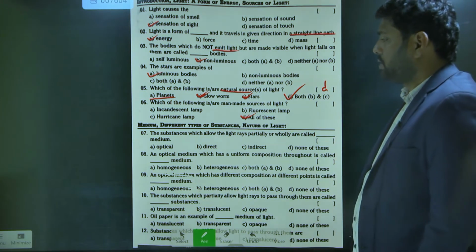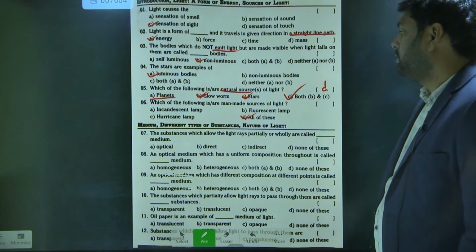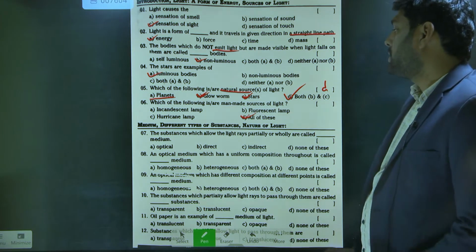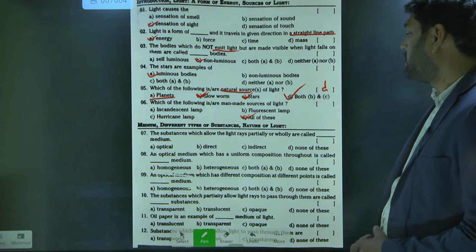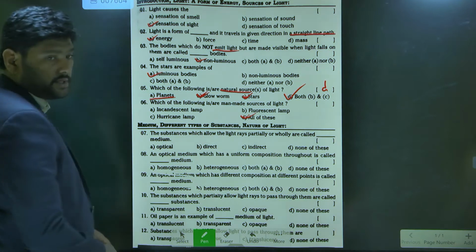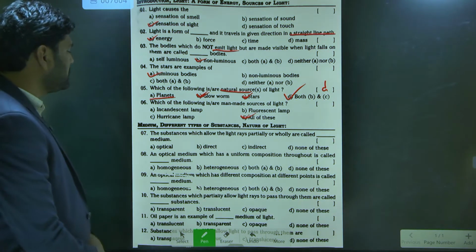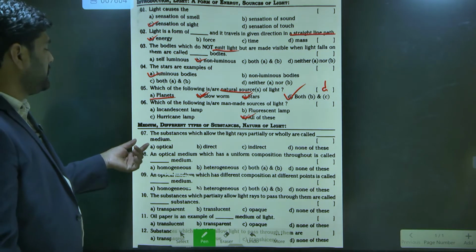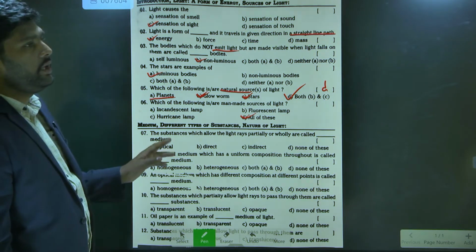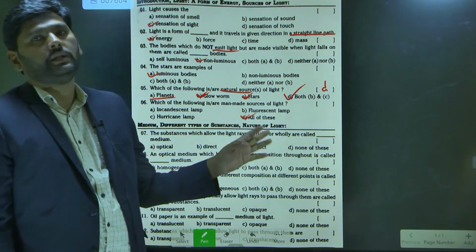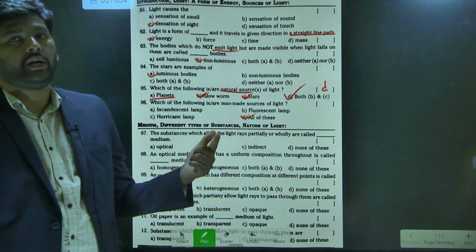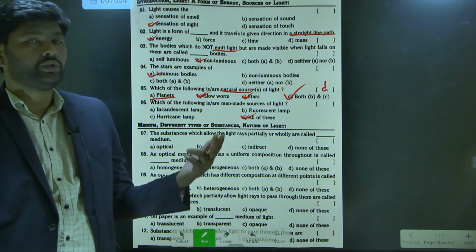And the next, seventh question, is related to medium and different types of substances. So let's learn now. The substances which allow the light rays partially or wholly are called. Very good question it is. It's related to substances. Once again read the question. The substance which allows the light rays partially or wholly. So generally this substance we will divide in three ways. One is opaque object, one is transparent object, one more is translucent object.